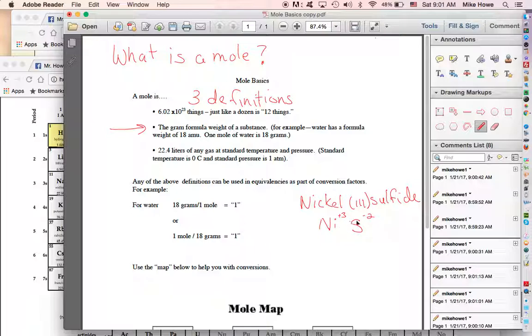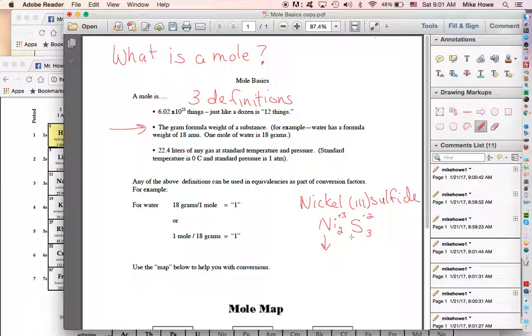So in order to make the charges balance, in a chemical formula, you must have the total positive charge and the total negative charge equal to each other, just opposite in sign. So we need 2 atoms of nickel, and we need 3 atoms of sulfur. And the reason for that, of course, is 3 times 2 is 6, and 2 times 3 is 6. We want the positives and the negatives to be equal. Well, now we need to find the masses.